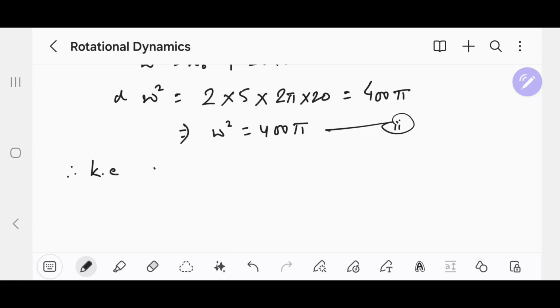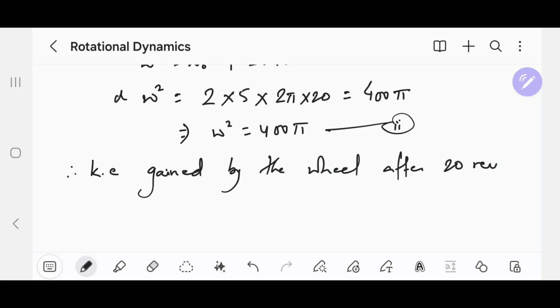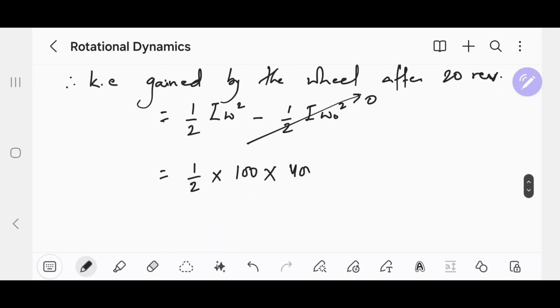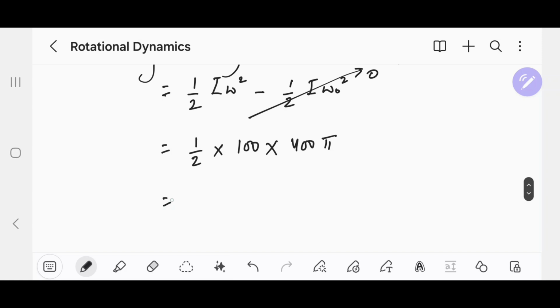Therefore, kinetic energy gained by the wheel after 20 revolutions is equal to, this is the kinetic energy. Initially it's 0 because omega naught is 0, right? Or you can also show it like this, omega naught is 0, that's why this term is 0. Now half I is 50, omega square we found out to be 400 pi, right? That's why we would get 20,000 pi joule. This is the kinetic energy gained.